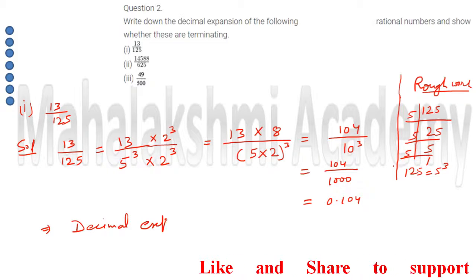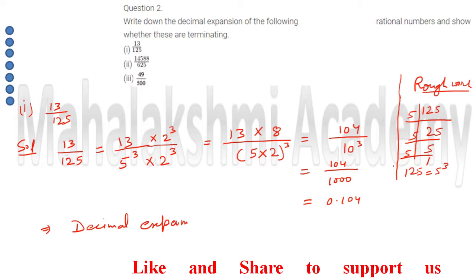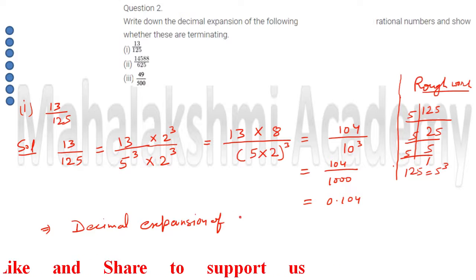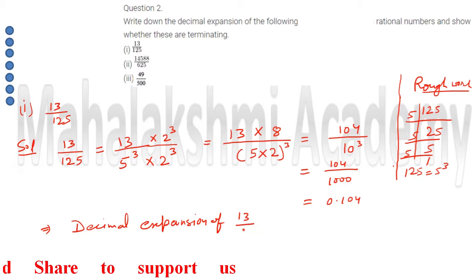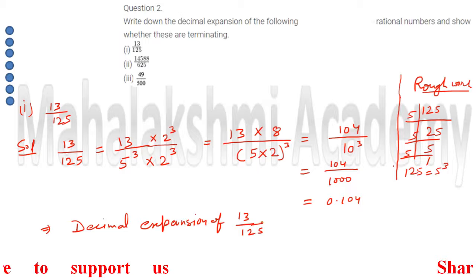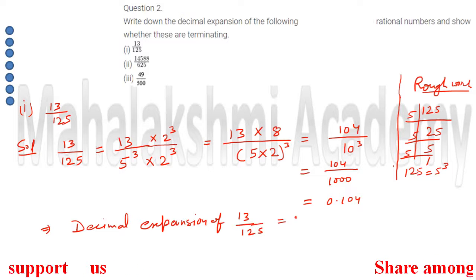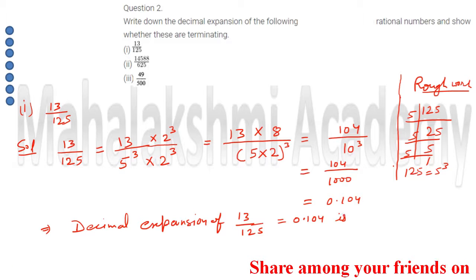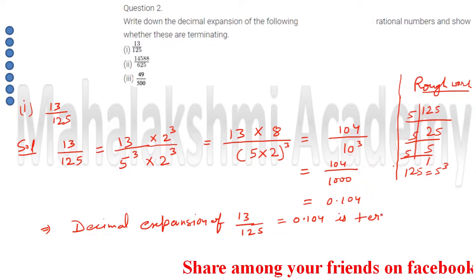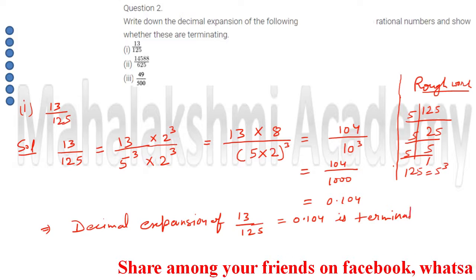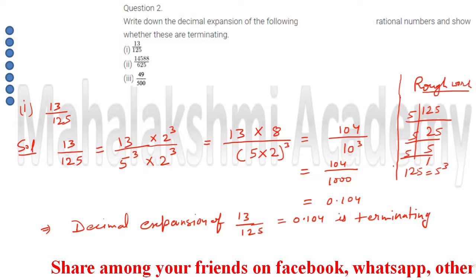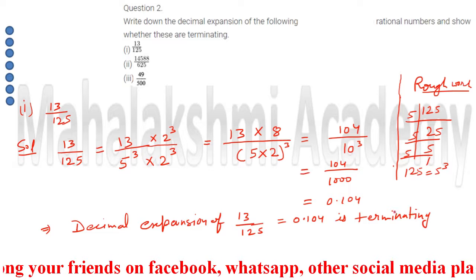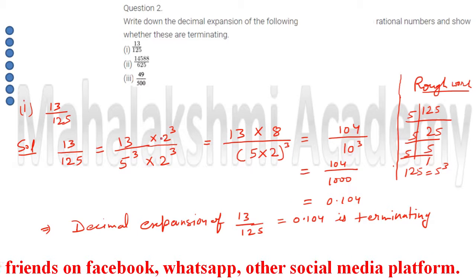decimal expansion of 13 upon 125 equal to 0.104 is terminating. So it's completed. Now we'll move to the second part of the same question.